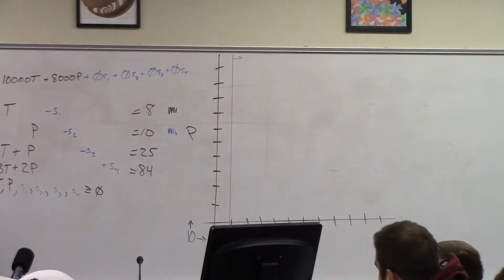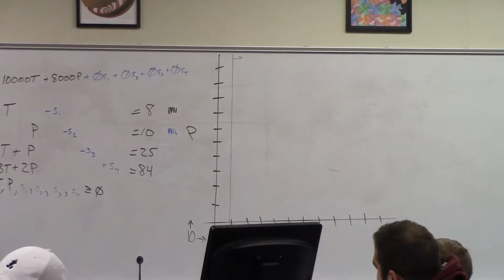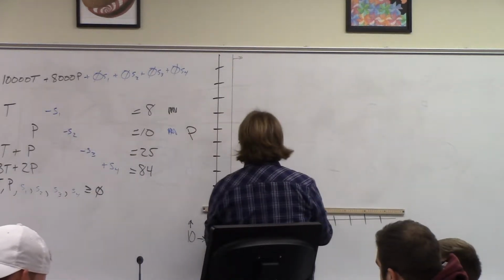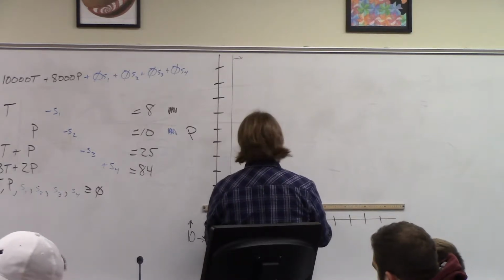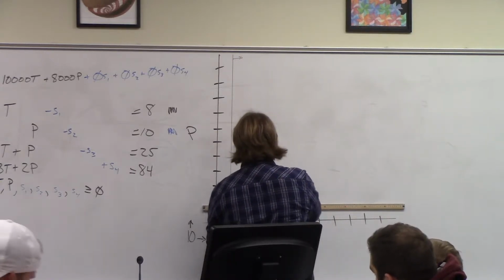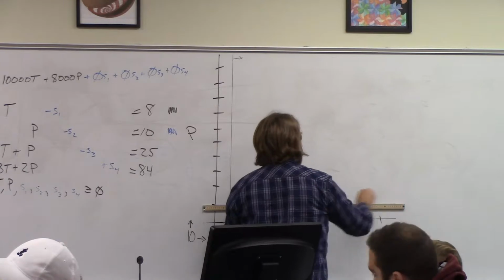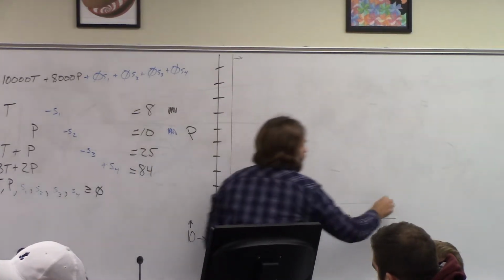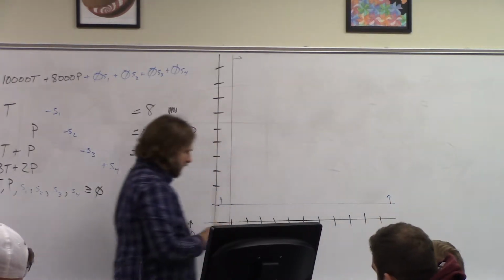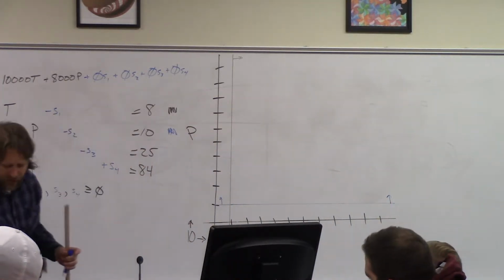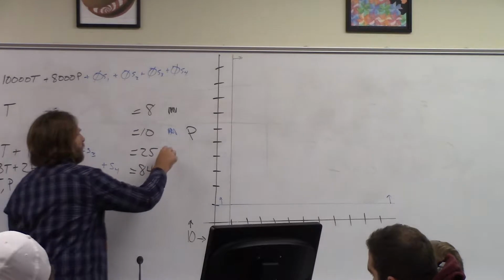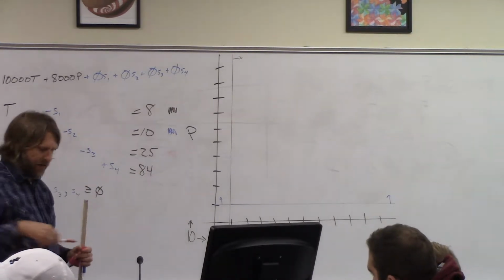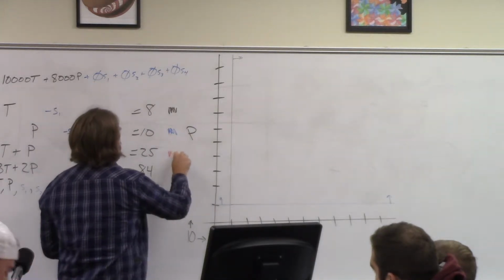P is greater than or equal to 10. What kind of line is that? Horizontal at 10, right? And what direction are we going from there? We're going up, right? Okay. That's not very visible, is it? Let's see if my backup red works here. There we go.